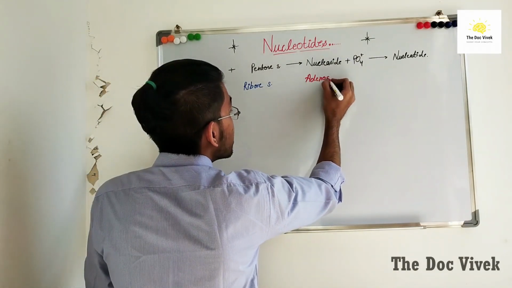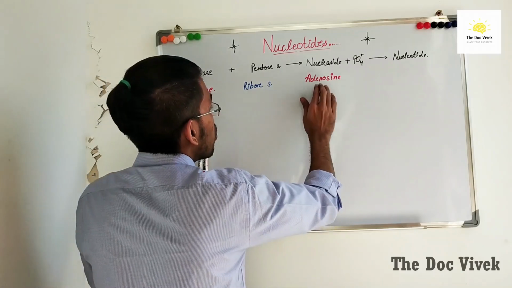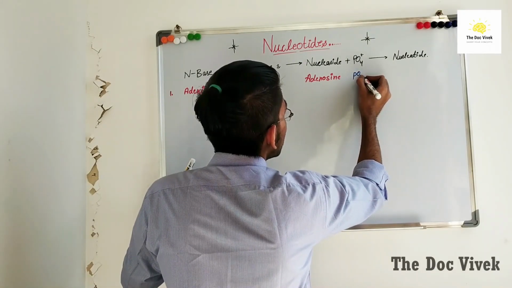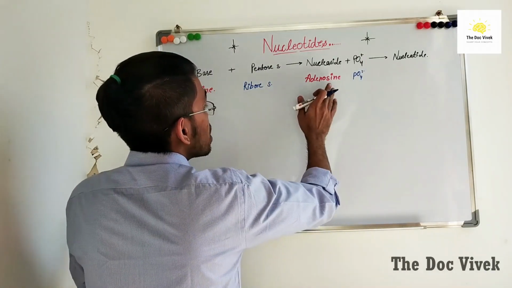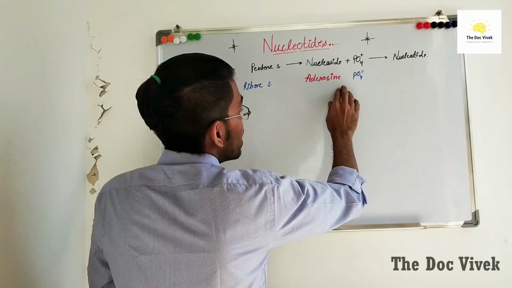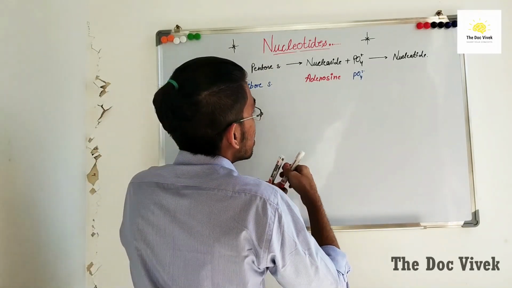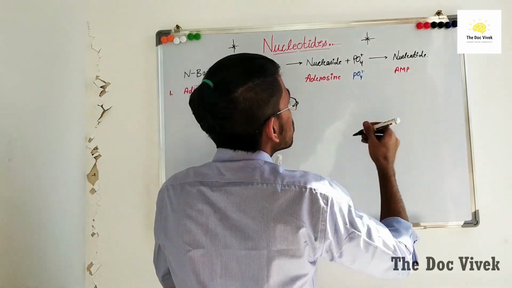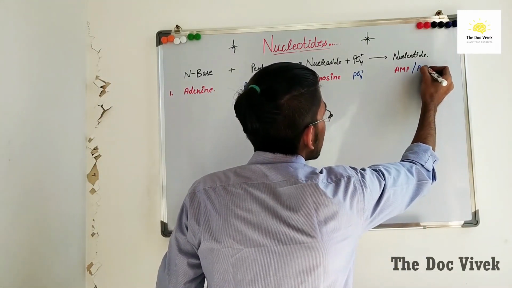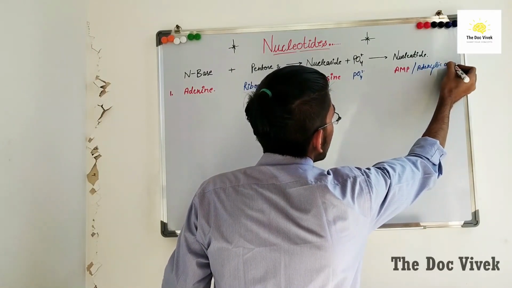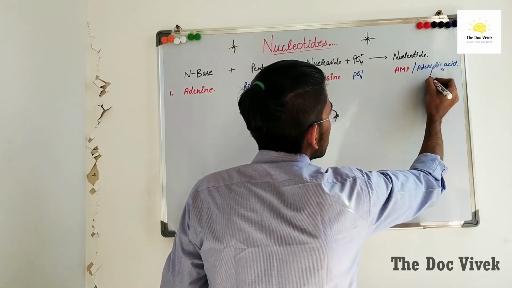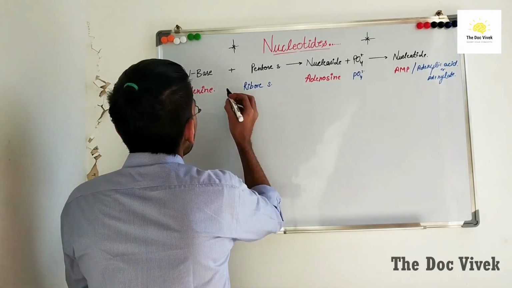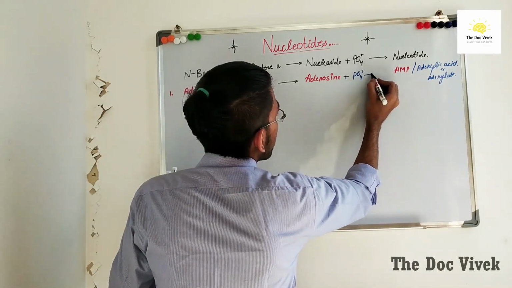Learn the names of these nucleosides. Nucleoside is adenosine. Okay, and now if this adenosine is further added by a phosphate group, or if I say phosphorylation of the adenosine takes place and one phosphate group is added, then it forms adenosine monophosphate. Okay, adenosine monophosphate can also be called adenylic acid, adenylic acid or adenylate.